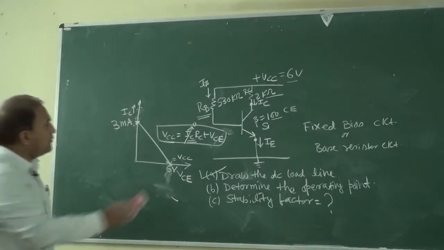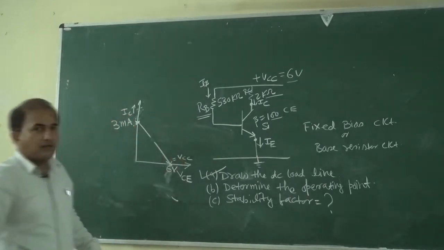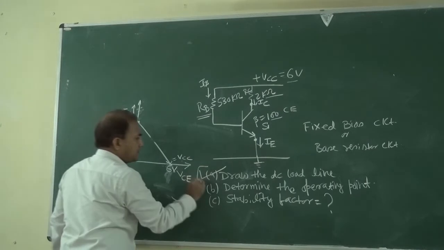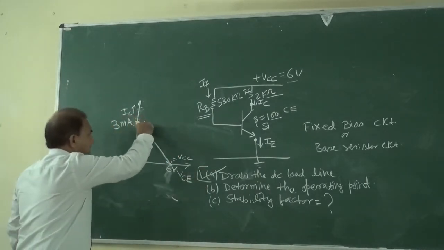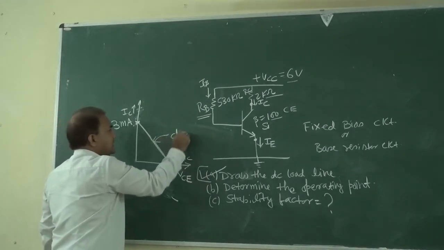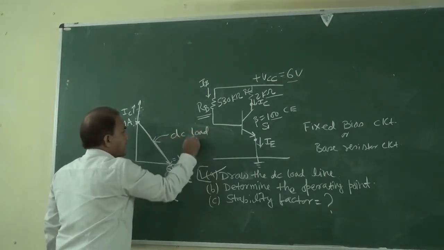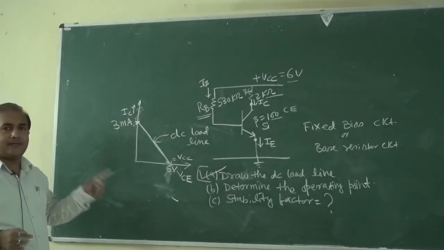So in this way we can plot the DC load line. So A part is over: draw the DC load line. This is the DC load line. Now we can join this. So this is the DC load line. Now second, determine the operating point.